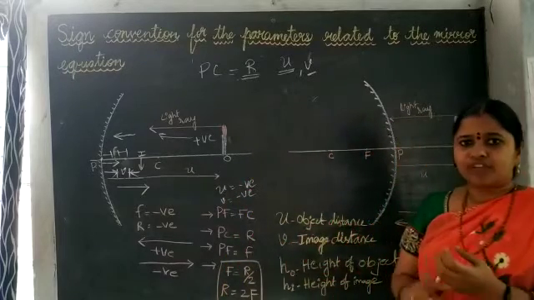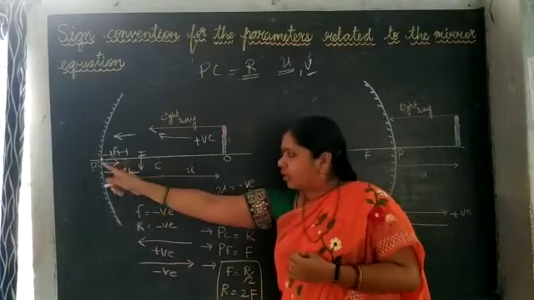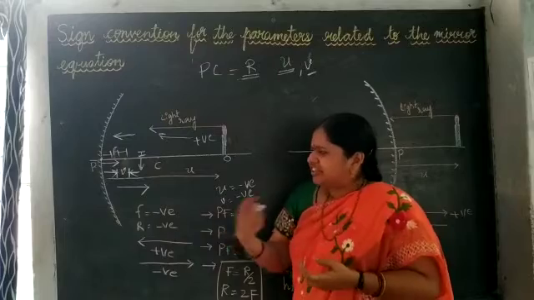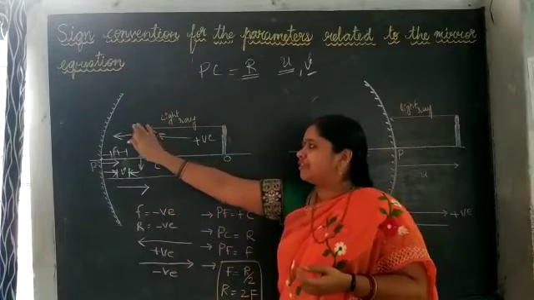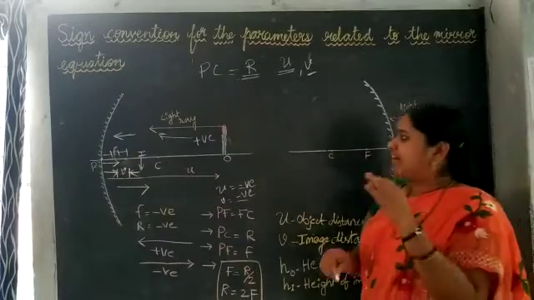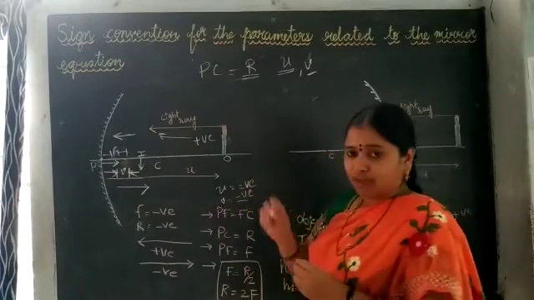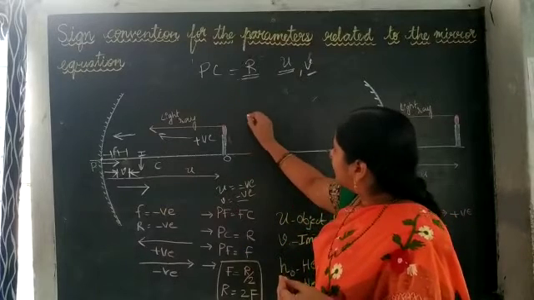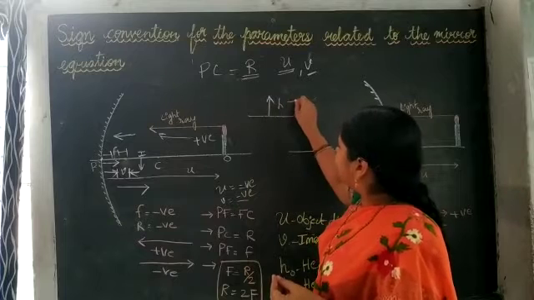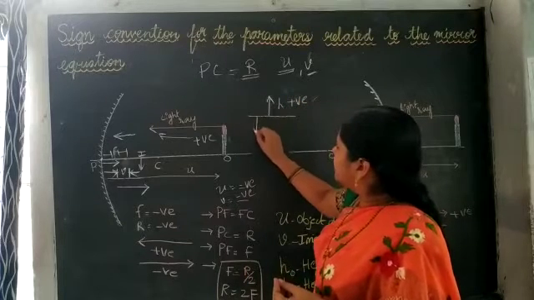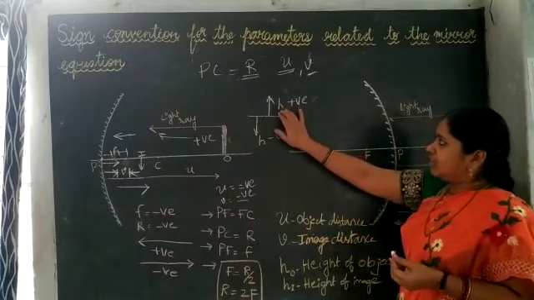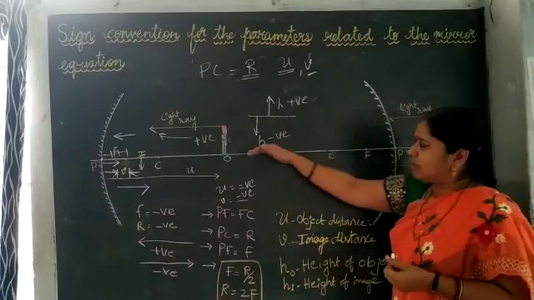This is the second rule. First rule, all distances should be measured from the pole. Second rule, any distances measured in the opposite direction of the incident ray are considered negative. The final rule is the height of object or height of image. Suppose this is the principal axis. The heights above the principal axis are taken as positive. The heights below the principal axis are taken as negative.